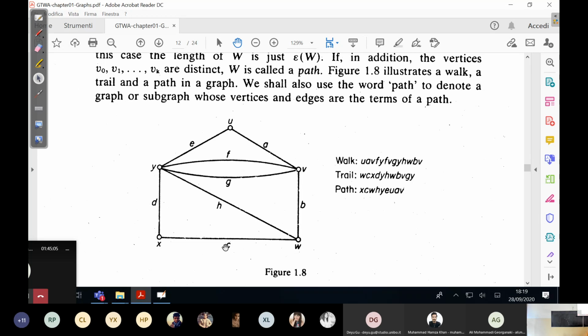And finally, we have an example of a path: x, c, w, h, y, e, u, a, v. Okay, of course, each path is a trail and is a walk. Each trail is a walk. All right.